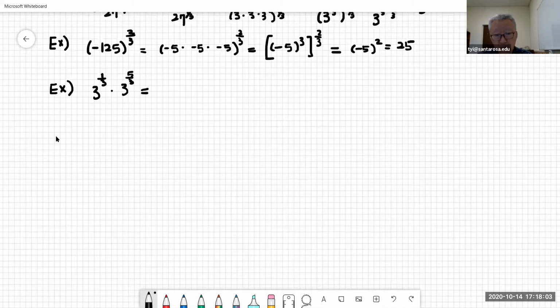And now you're going to have to remember, you're going to have to use a product rule here, right? This will be a 3, 1/3 plus 5/3. That would be a 3. That would be 6/3. Then there would be a 3 to the square, and that's going to be 9.